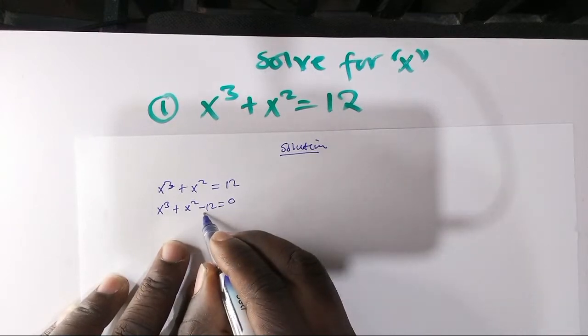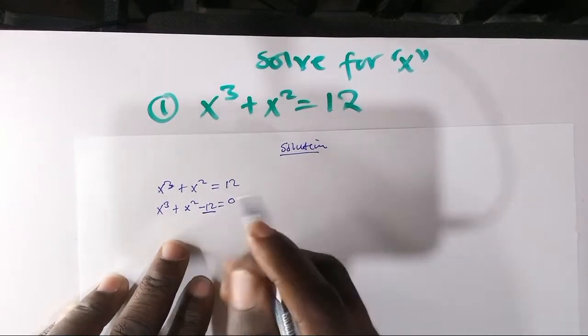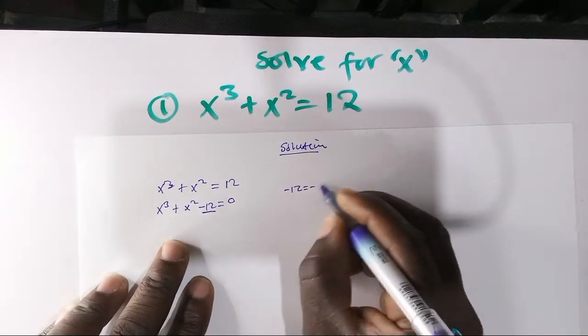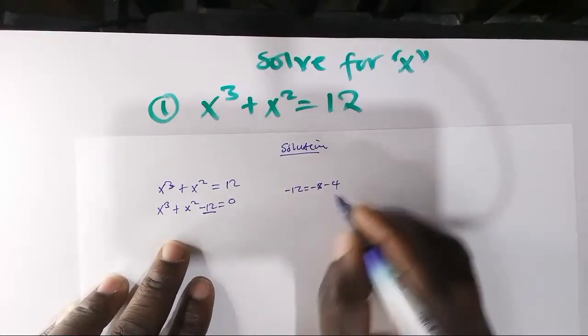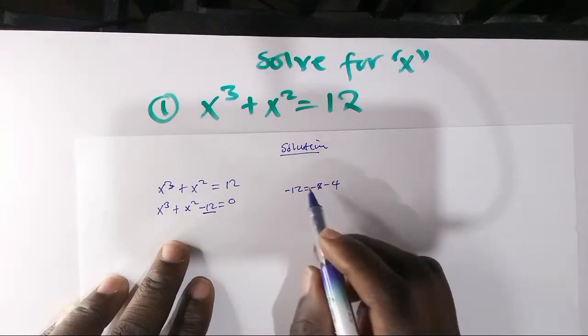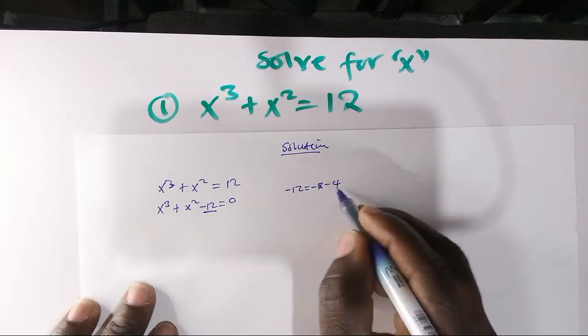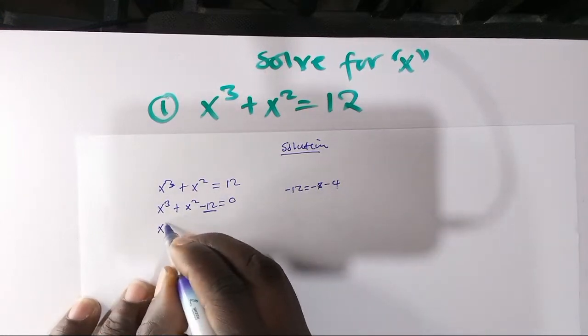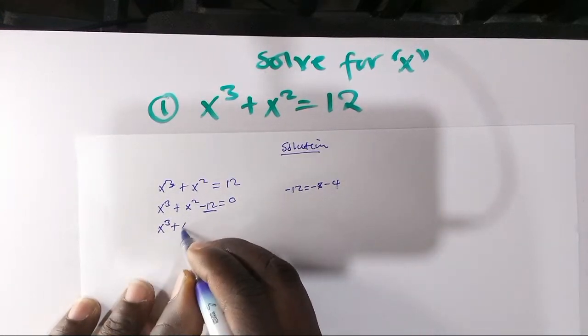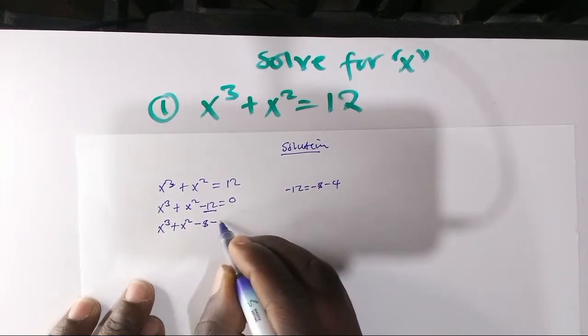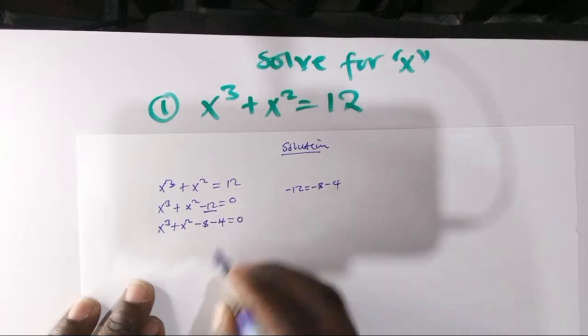So now we have to break this 12 into two numbers. We're going to say minus 12 equals minus 8 minus 4, because minus 8 minus 4 is minus 12. Now let's substitute where there is minus 12 with minus 8 minus 4. So we're going to say x cubed plus x squared minus 8 minus 4 equals 0.